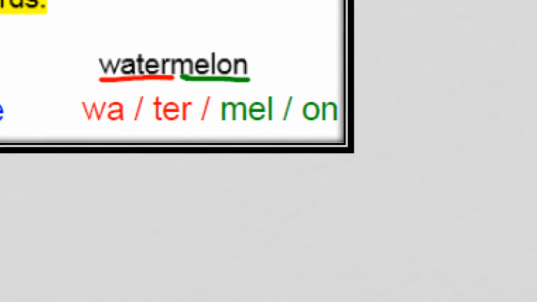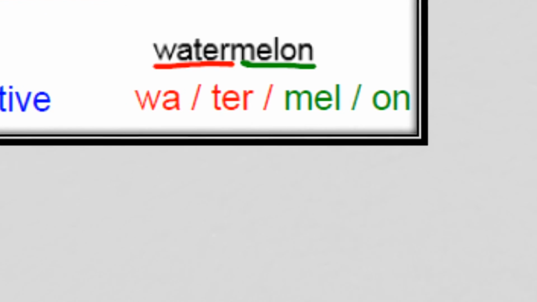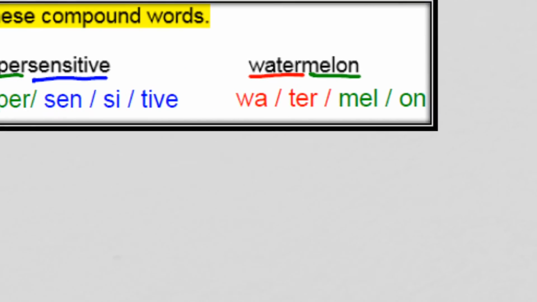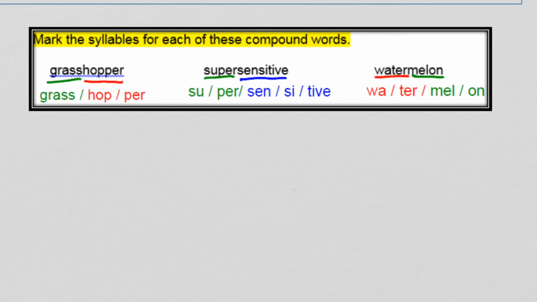Last example, we have the word watermelon. And again, here we have one word, watermelon, but it's a compound word. So when we're figuring out the syllables, we look at each word that we can see one at a time. So we have water, and we have melon. We put it all together, watermelon. So watermelon has 4 syllables.